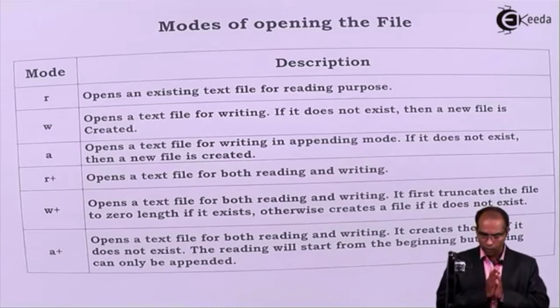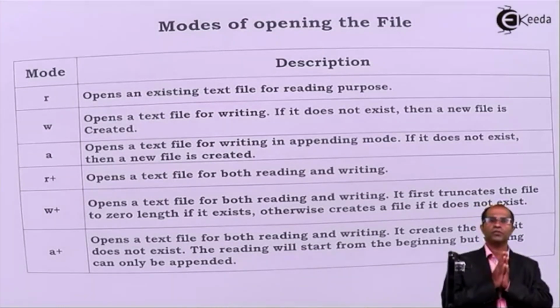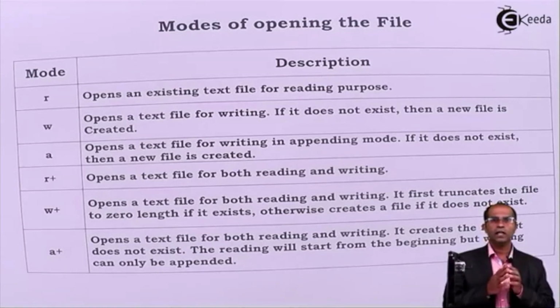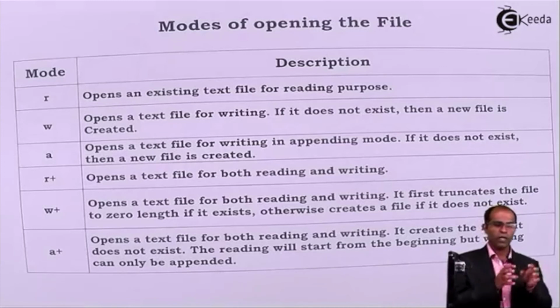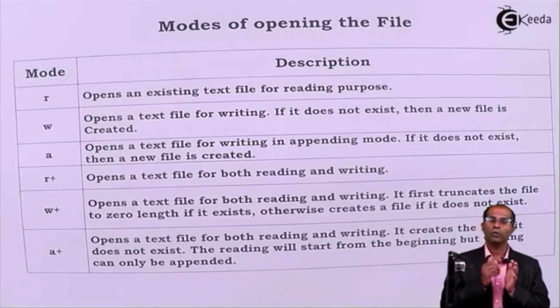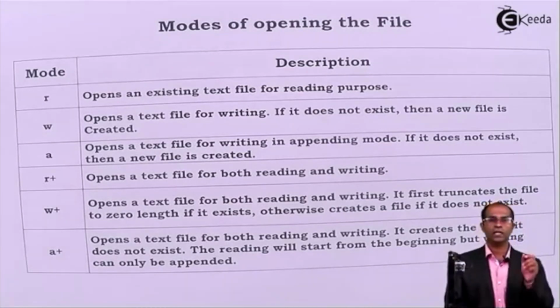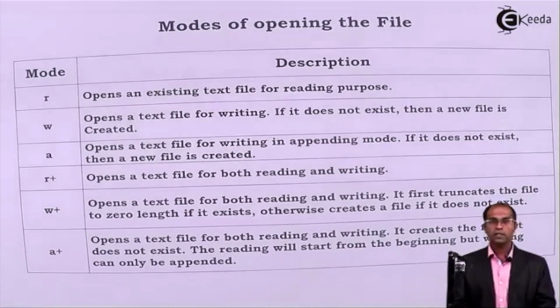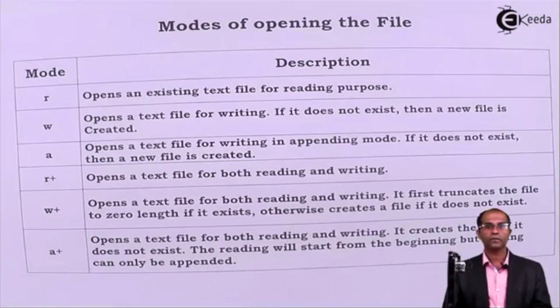Now, when we are opening a file and performing operations on it, a file may be used for multiple operations. On a single file, I want to do a read as well as a write operation. What will be there in that case? In that case, I'll be using three new modes called R plus, W plus and A plus. R plus stands for opening a text file for both reading and writing.